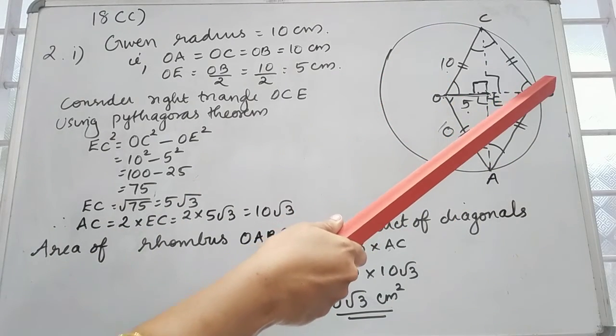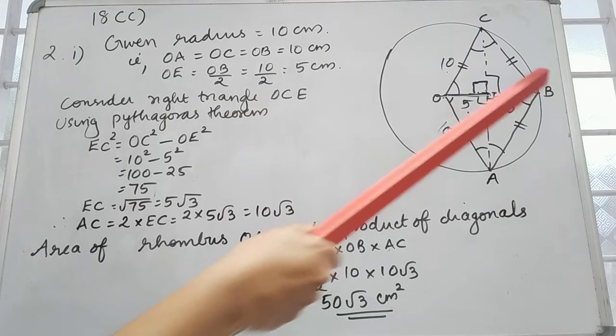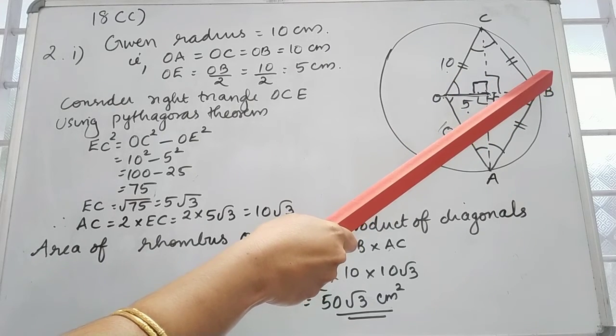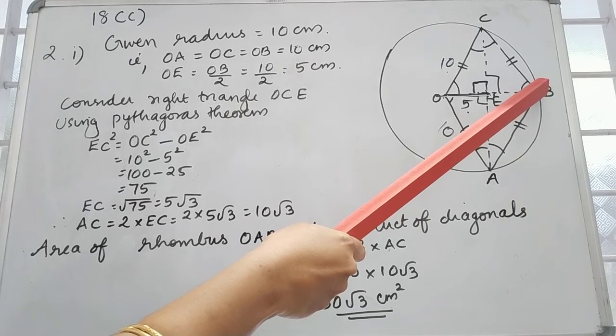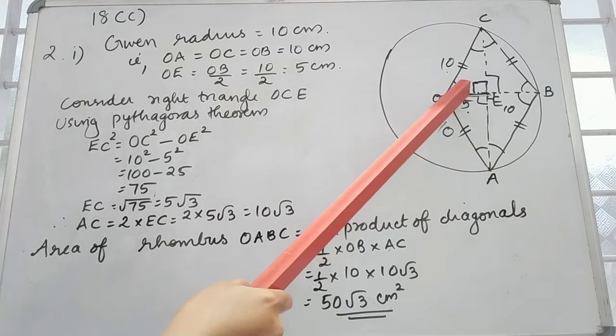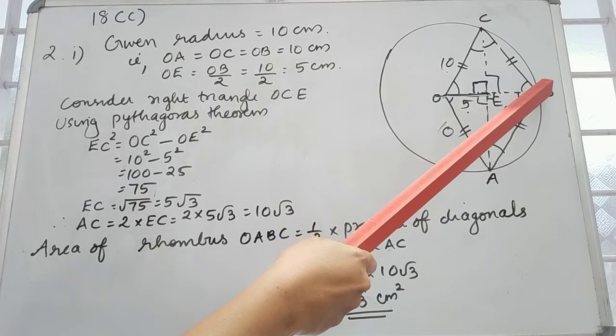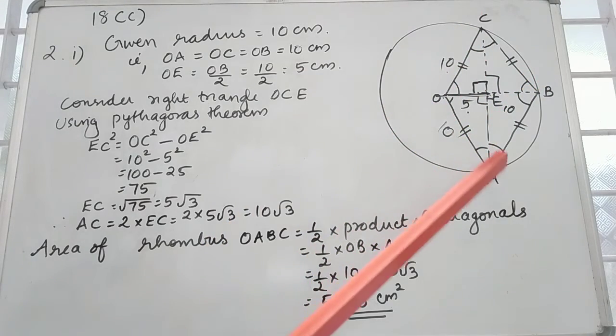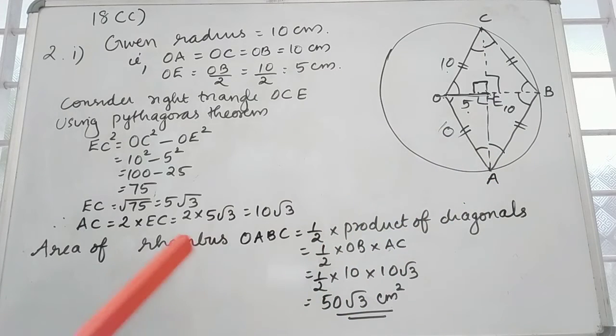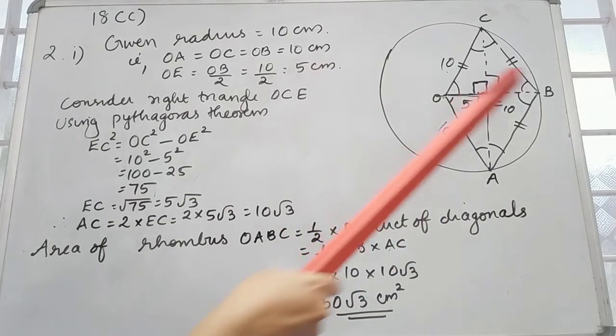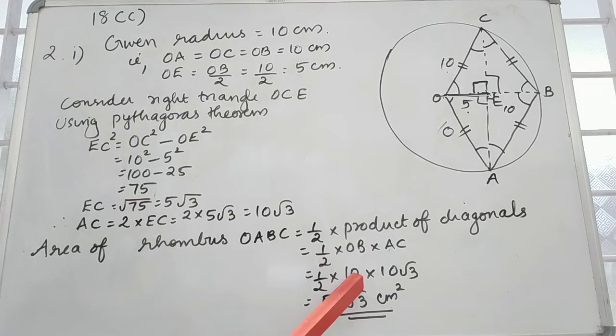We know OB, it is there in the question itself. OB is the radius, which is 10 centimeter. So half into OB into AC, where AC we now got as 10 root 3. So how can we write? Area of rhombus OABC is equal to half into product of diagonals, that is half into OB into AC. So half into 10 into 10 root 3. 2 and 10 we can cancel, 5 times 10, so 50 root 3 centimeter square. That is our first part. Next we can do the second part.